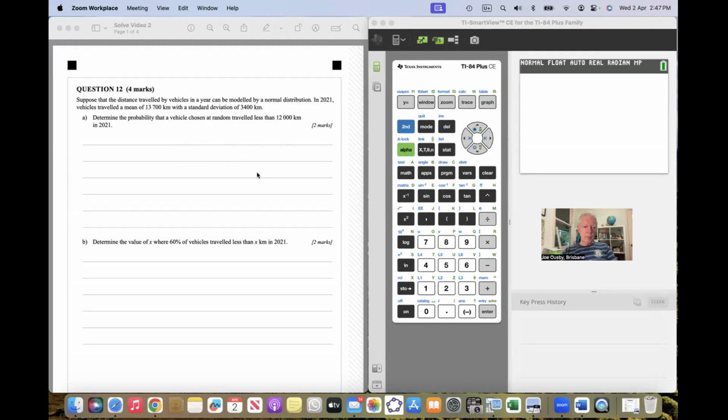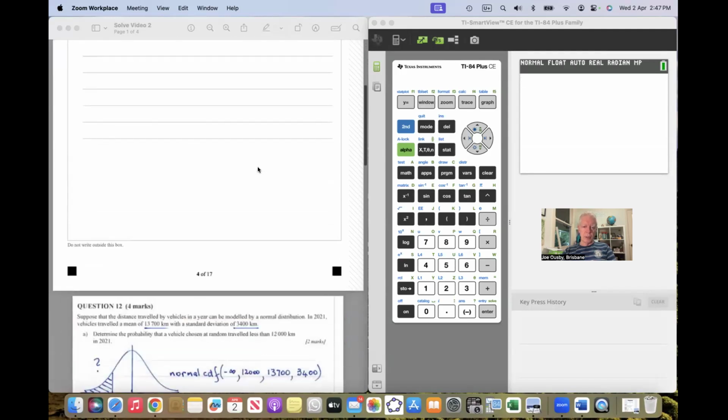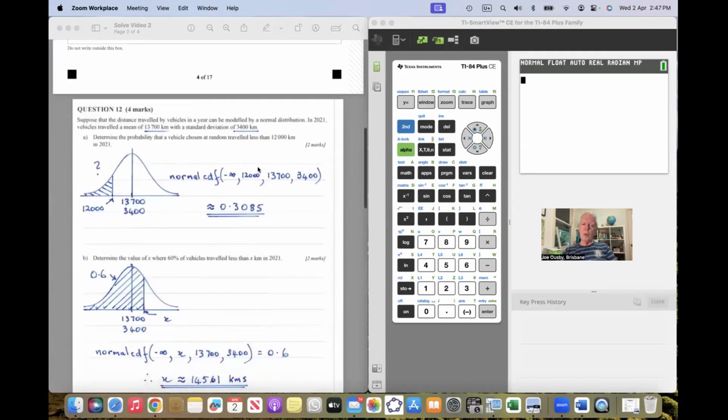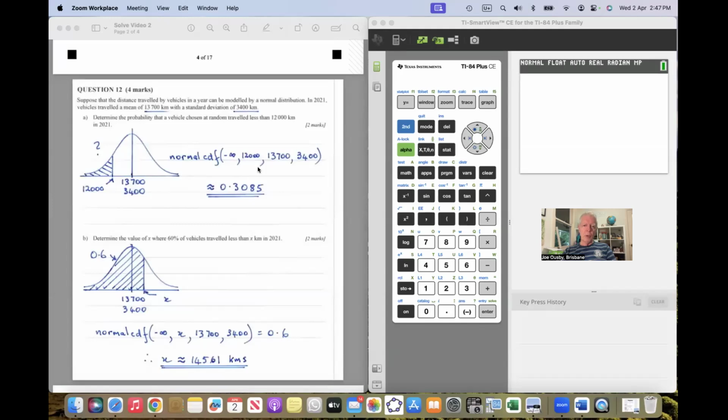My approach to doing normal distribution questions with the students is always draw a diagram, always draw the normal distribution and record what they give you on the diagram. My students are well aware that if you want to know the area of the shaded region, you simply go to normal CDF.